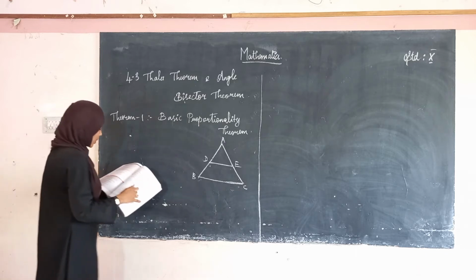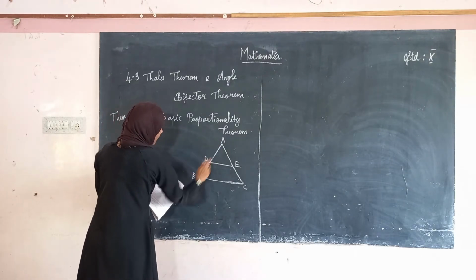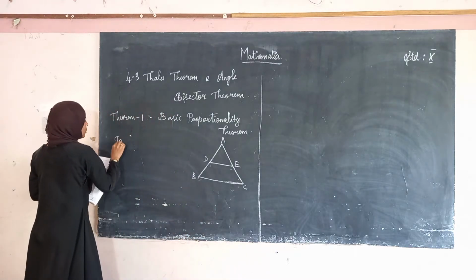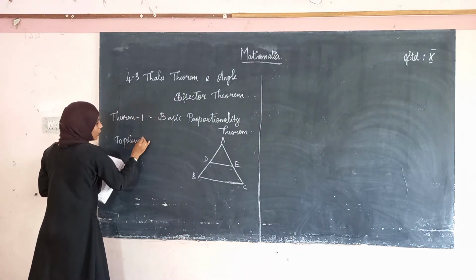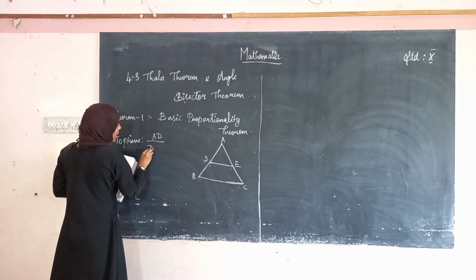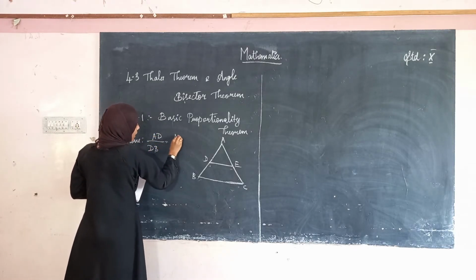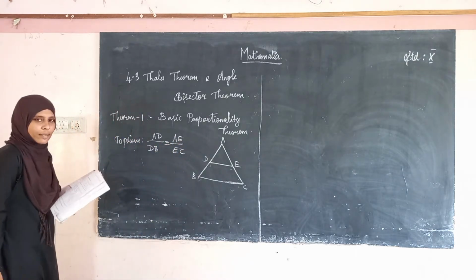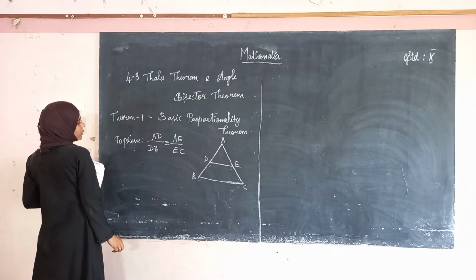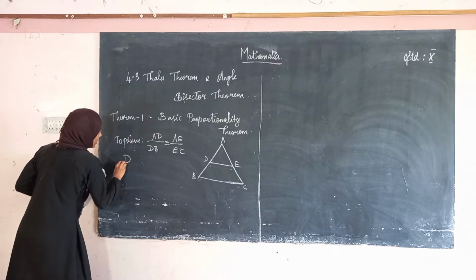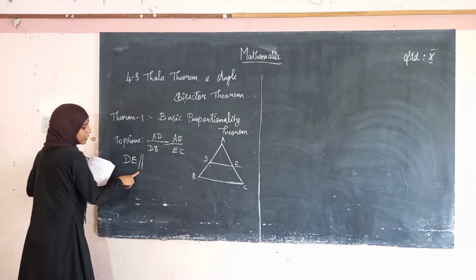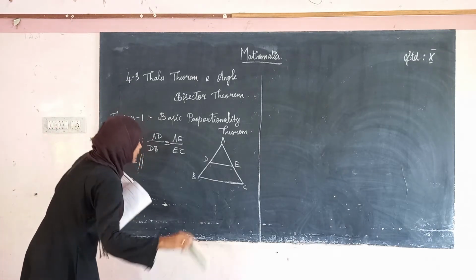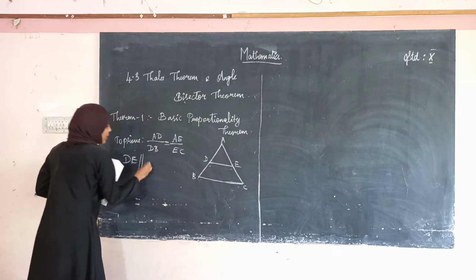What is given: in triangle ABC, D is a point on AB and E is a point on AC. What you have to prove: AD divided by DB is equal to AE divided by EC, that is, they are both in the same ratio. So first we are considering this line DE. This symbol is parallel, this symbol is perpendicular. Therefore DE is parallel to the line BC.